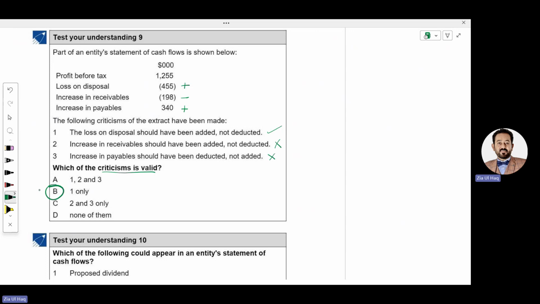Which criticism is correct? For now, technical. Receivable, think about it, it's a current asset. Inventory is also a current asset. If inventory is increasing, this means we are purchasing inventory, cash going out. If inventory is decreasing, this means we are selling inventory, cash coming in. And for payable, increasing means we are getting more benefit from the supplier. Decreasing, we are paying them, cash going out.